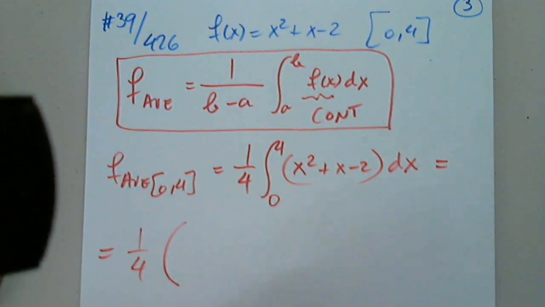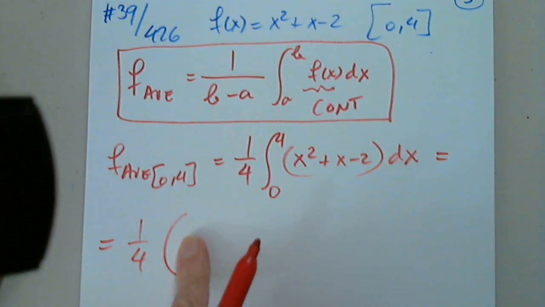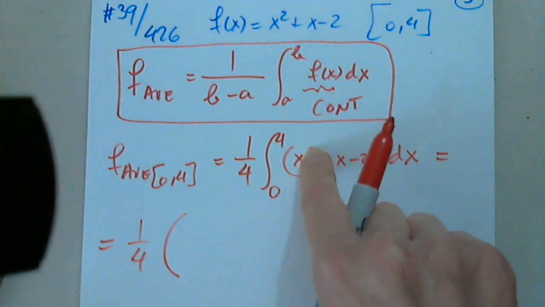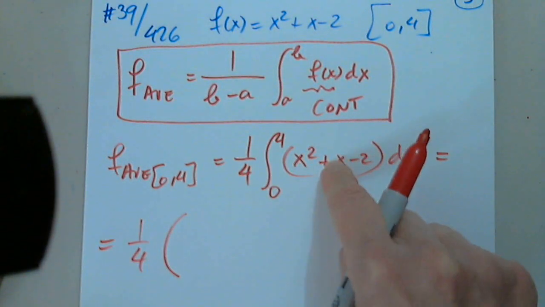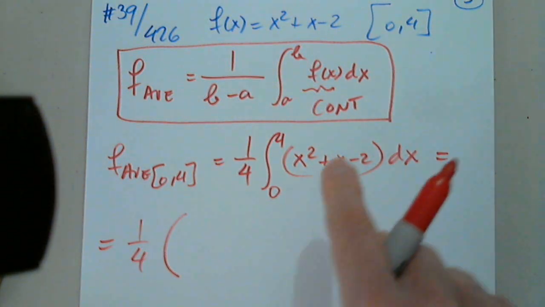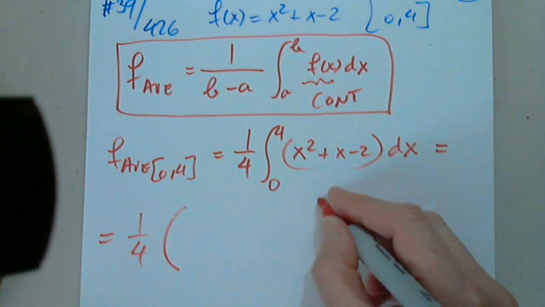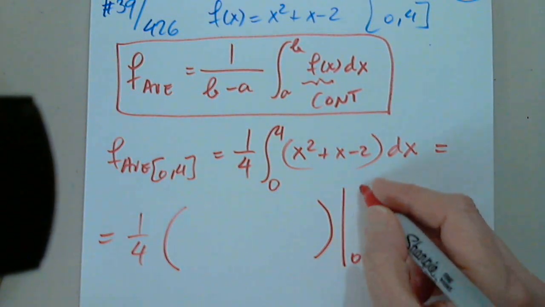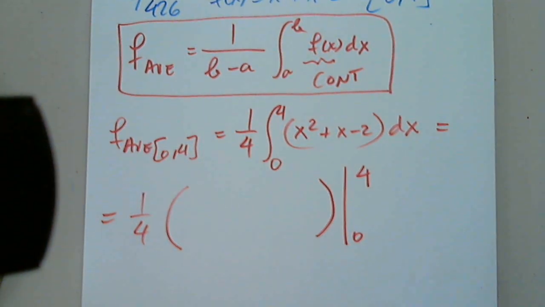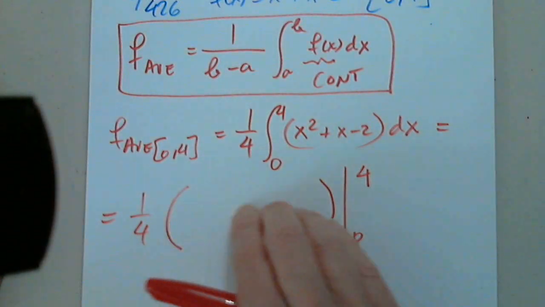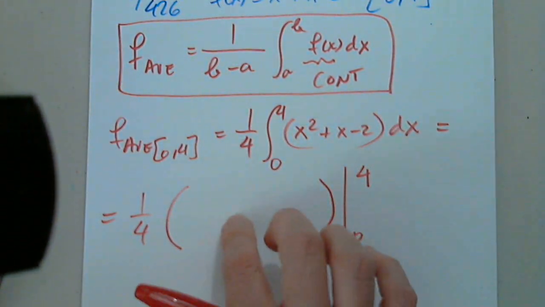So 1/4 stays outside. I need a function whose derivative is x squared, and then plus a function whose derivative is x, and then minus a function whose derivative is -2. I'll put them all together, and then from 0 to 4. And then I apply the fundamental theorem of calculus. In here, I plug in 4, and I subtract when I plug in 0.